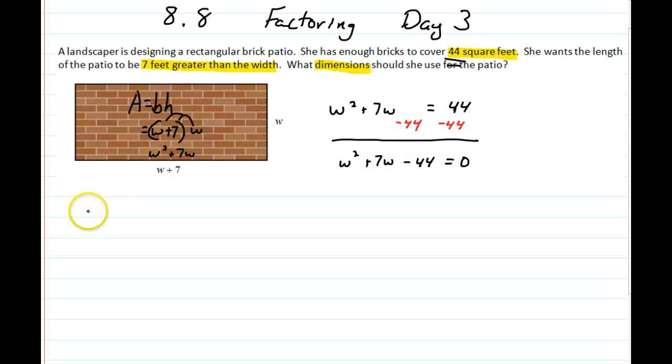And now we go to our X box method. So draw your X. What number goes on top? So that'd be 1 times negative 44 is negative 44. And then the number that goes on the bottom is that middle term, that's 7.